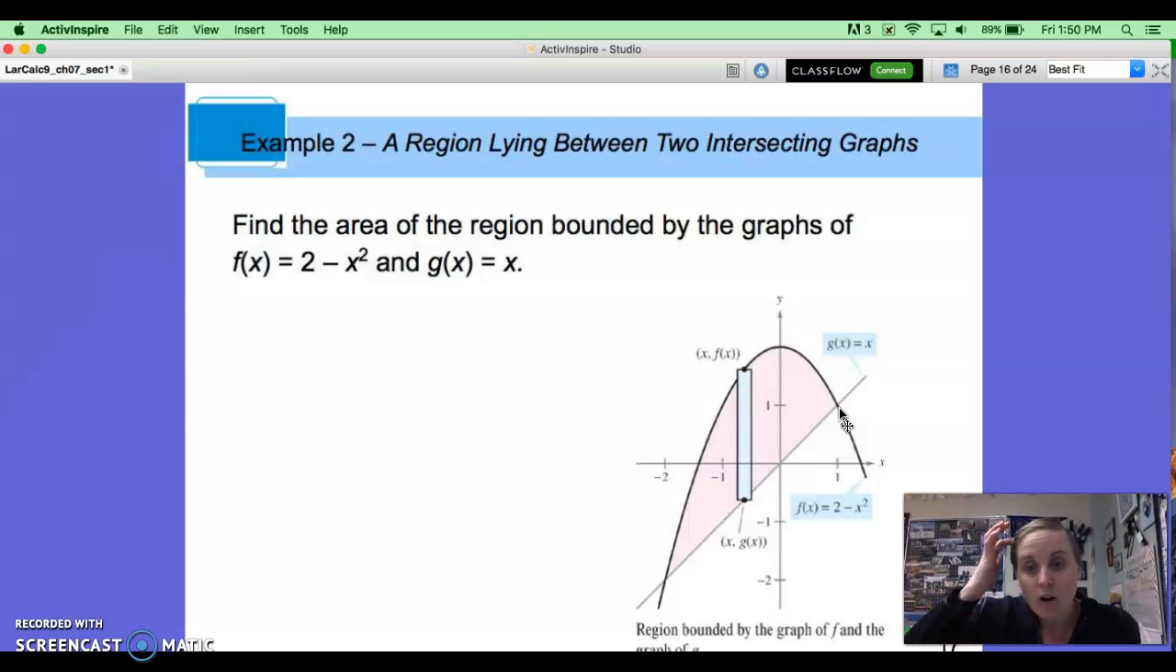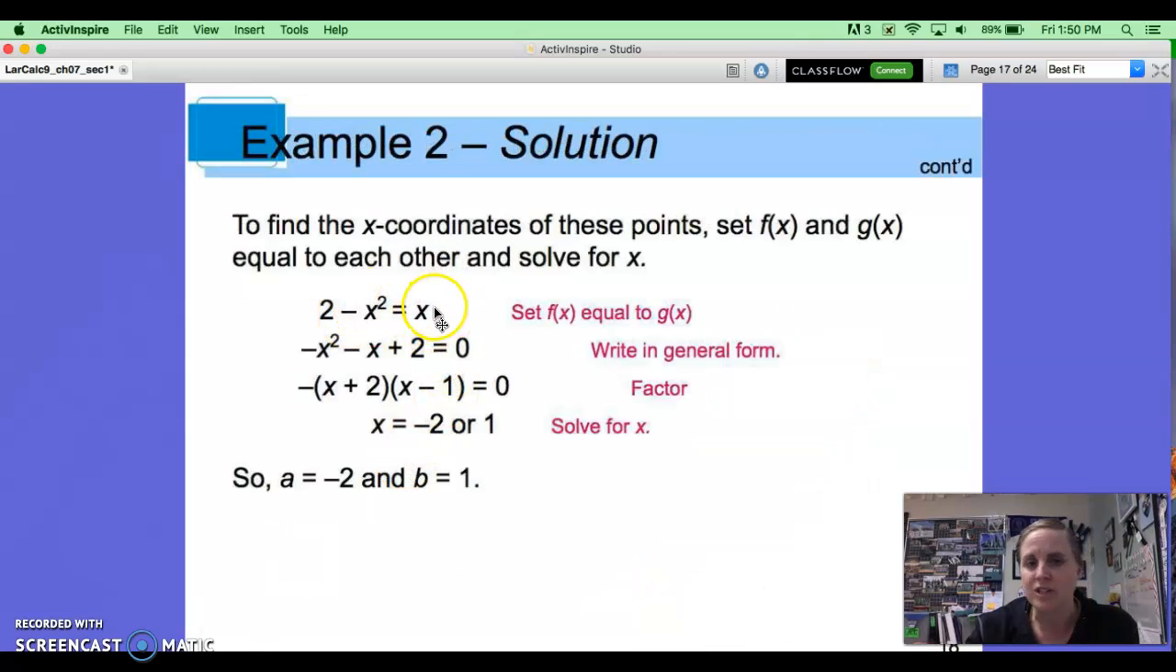If you don't have a calculator, if it's the non-calculator portion of the test, then you would set the two equations equal to each other. We can factor to solve in this case. Either way, we have two bounds of x is negative 2 and 1. We're going to have the negative 2 be the lower bound and 1 being the upper bound. So again, you can always set them equal to each other. If the calculator is available, plug them on in, calc intersect, it'll save you some time.